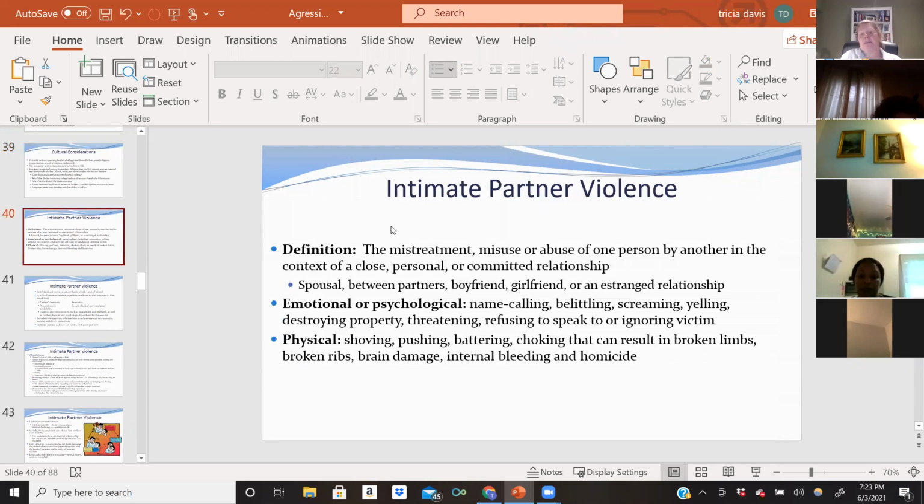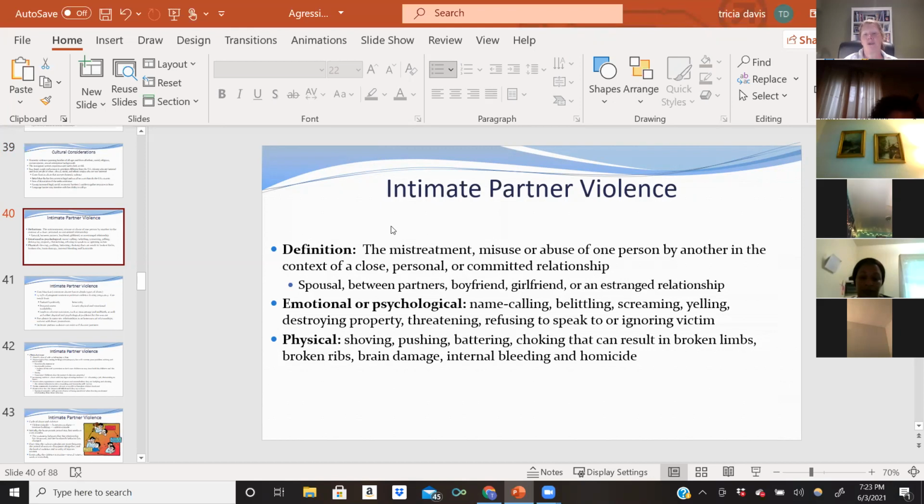All right, so intimate partner violence. The definition is the mistreatment, misuse, or abuse of one person by another in the context of a close, personal, or committed relationship. So this is spousal, and it can be between partners who are not married, boyfriend, girlfriend, or even in an estranged relationship.